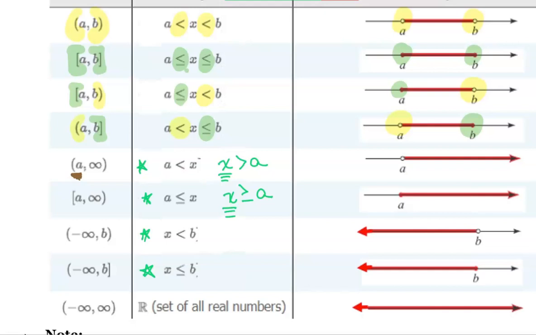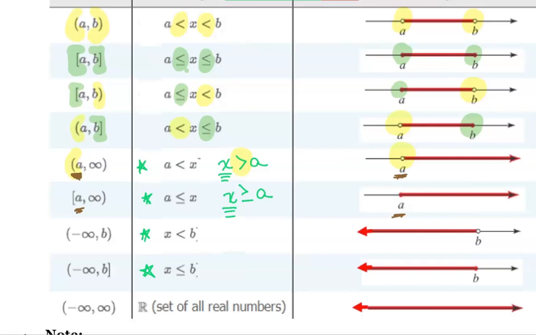Okay? The next one says x is greater than or equal to a. I'm going to start at a and keep getting bigger. This starts at a, this starts at a. Now let's look at the parens versus the brackets. If I have a paren, it means that I start very close to a, but I can never actually equal it, and that's why I have the open circle on the graph.